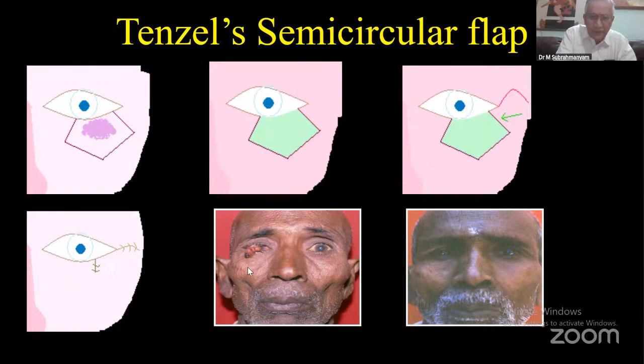This is a squamous cell carcinoma, which was repaired with a Tenzel semicircular flap, as you can see here. In these two conditions, since the patient is left with adequate tarsal support after excision of the tumor, we are not going for lid sharing procedures. It is a single stage procedure. The patient is able to see clearly. The eye is not occluded and it's quite comfortable for the patient.